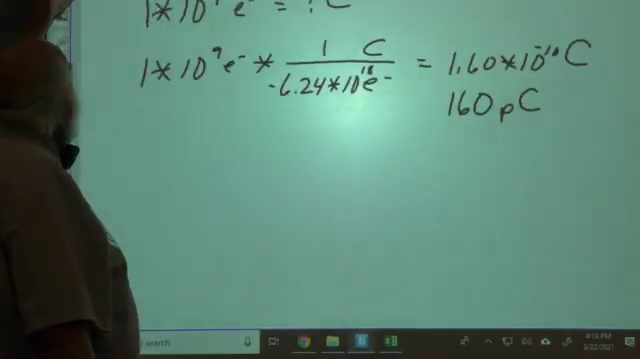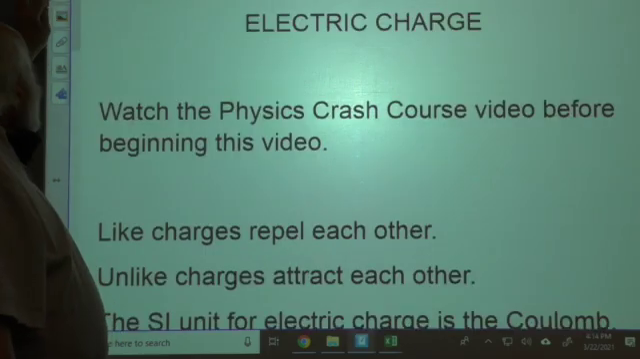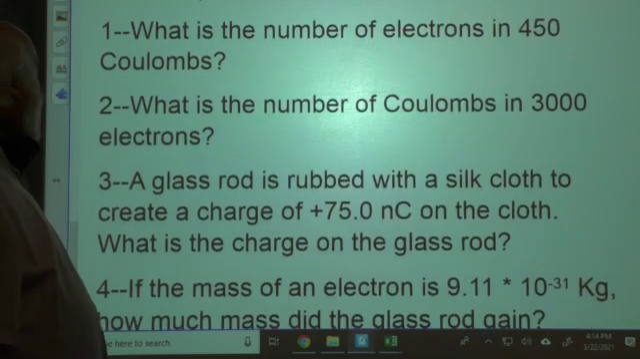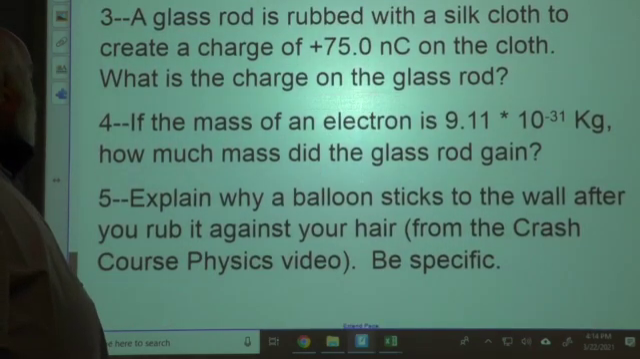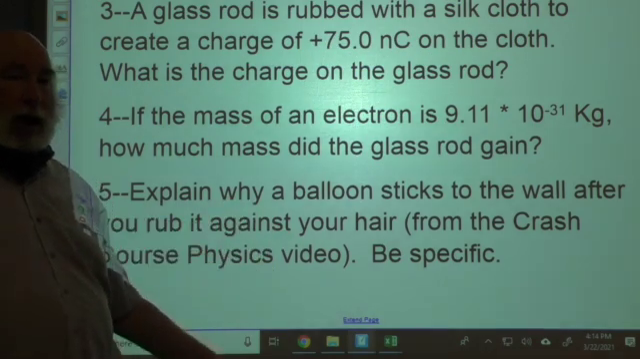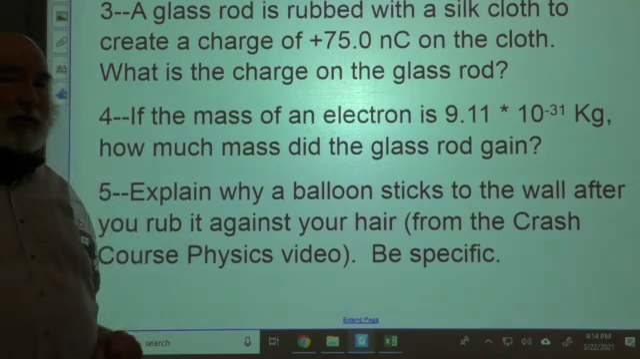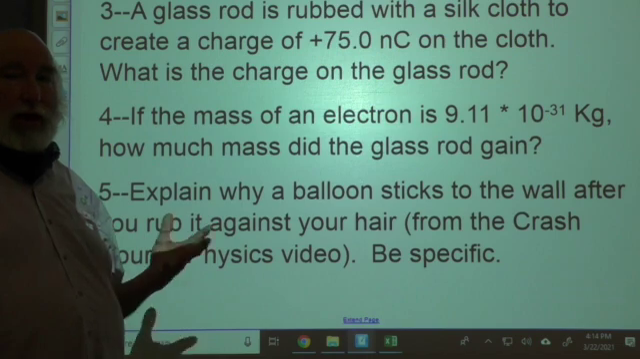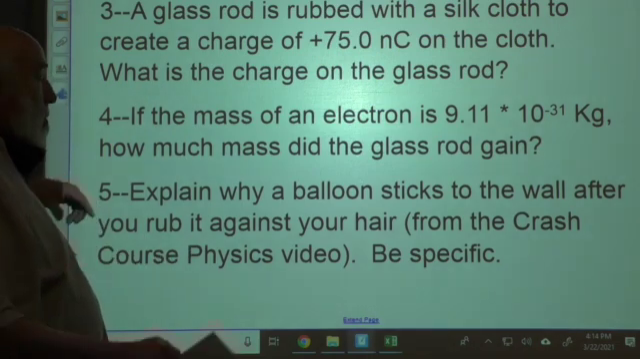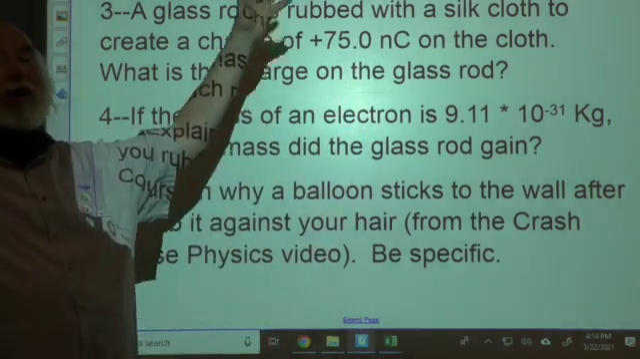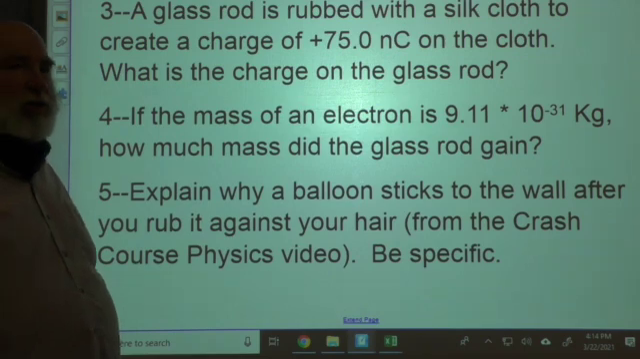So your practice problems are at the bottom of the script there. There are 5 questions. The last one is the old balloon and the wall trick. How does that work? I want you to figure that out based upon what the lady said on the video and what I talked about as well. Okay? But be specific. Don't just say, rub balloon, stuck on wall, the end. No. You're scientists now. Explain why that happened. Okay? Have fun.